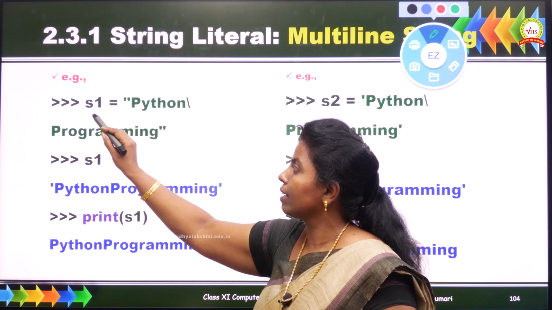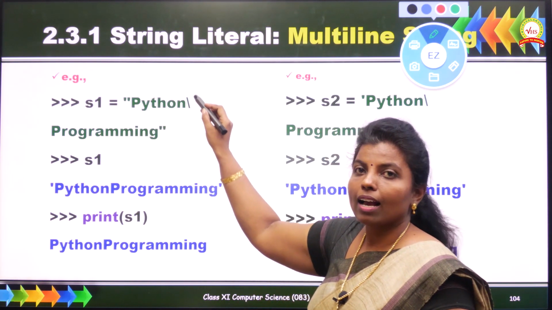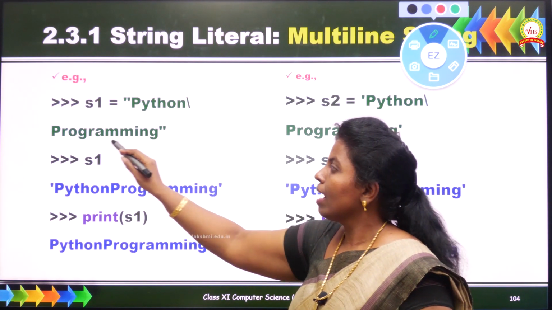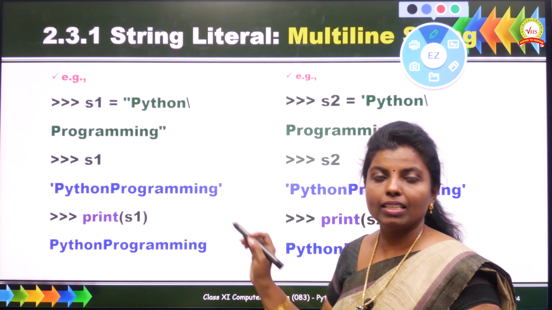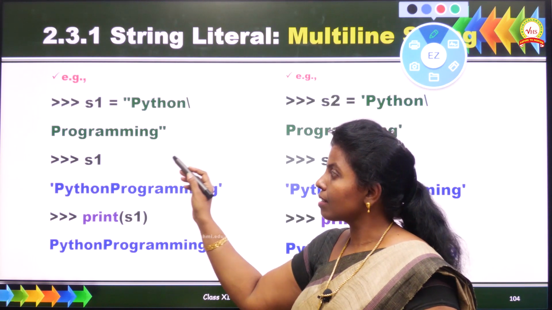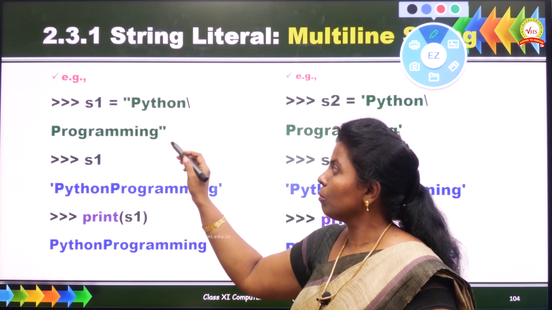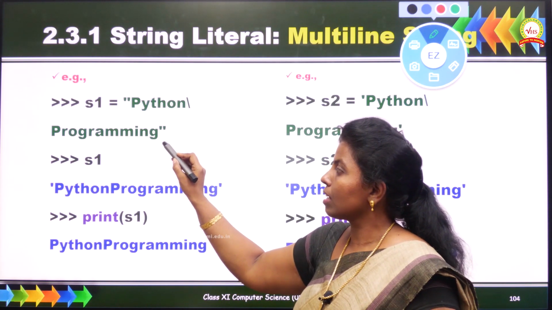And this string is spreading across multiple lines. Here you can see S1 equal to Python. I have given a backslash here, and here again programming has come in the next line. So this is considered a multi-line string, because here at the end, this is the concluding line.